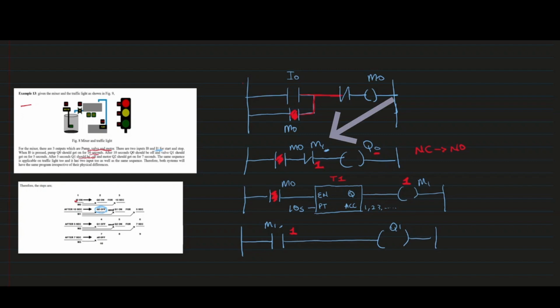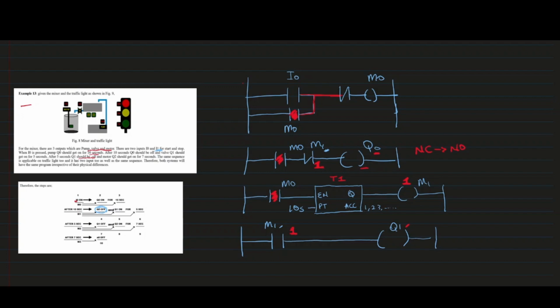So for instance, here is a normally closed circuit. If it becomes 1, it disconnects, causing Q0 to turn off. Here's a normally open. If it becomes energized, it will power on Q1. So a memory bit stores the signal, it doesn't store the contact type. So keep that in mind.